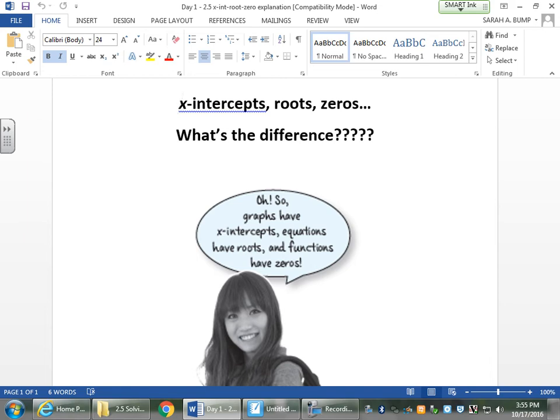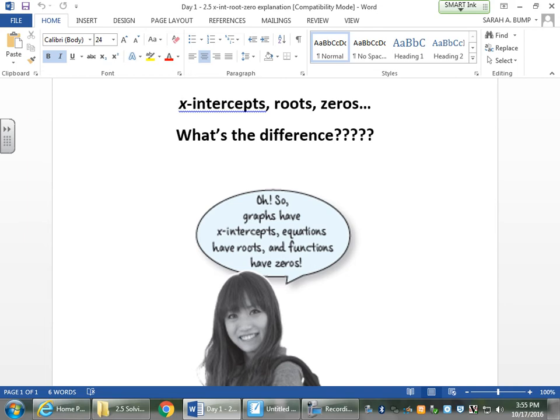So I've been using x-intercepts, roots, zeros pretty interchangeably. However, there is a slight difference between each of them, even though conceptually they kind of refer to the same thing. And I think this little bubble above this girl's head puts a really good summary to it. So she says, oh, so graphs have x-intercepts. So when we look at a graph and see where it crosses the x-axis, we're visually looking at x-intercepts.